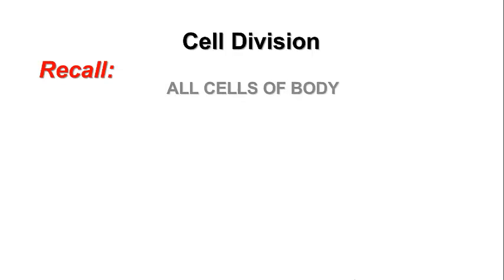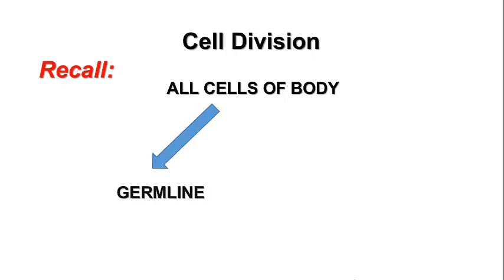So today we're going to be talking about cell division, but before we can talk about cell division, we need to go over two very distinct groups of cells in the body. All right, so here we have a tree diagram of all of the cells in the body, and the first branch is giving way to the germline.